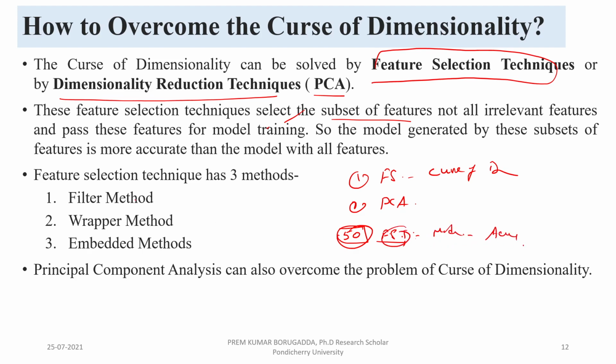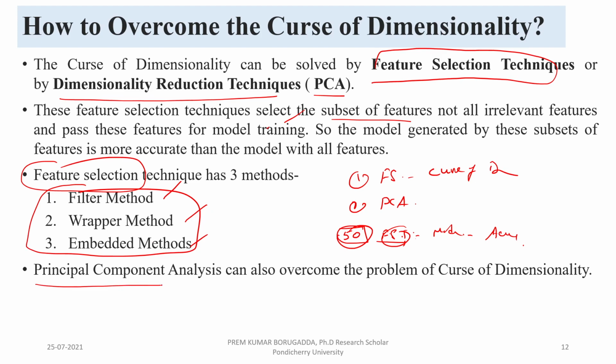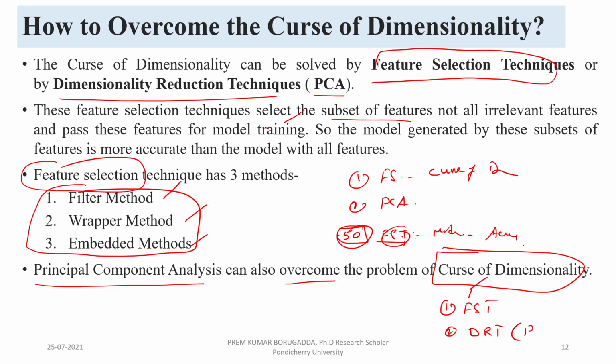So for feature selection, there are different techniques: filter methods, wrapper methods, and embedded methods. In upcoming videos I will make one video about the feature selection techniques, don't worry. And one more technique is principal component analysis, which also overcomes the problem of curse of dimensionality. The curse of dimensionality problem can be solved with the help of two techniques. First one is feature selection techniques, second one is the dimensionality reduction technique, that is nothing but PCA.